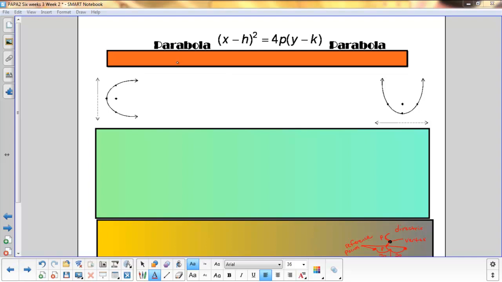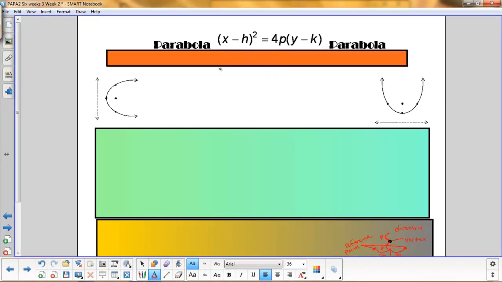All right, last and finally are parabolas. Parabolas are a little bit in depth, but only because they face 4 different directions. Your standard form of a parabola is found here.